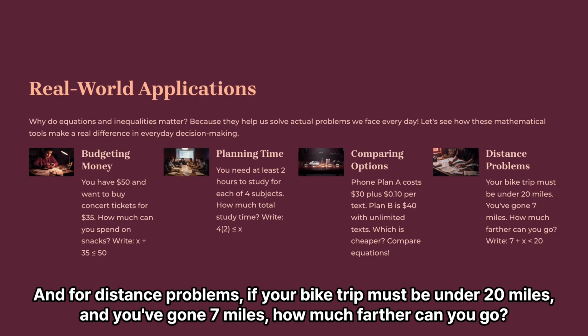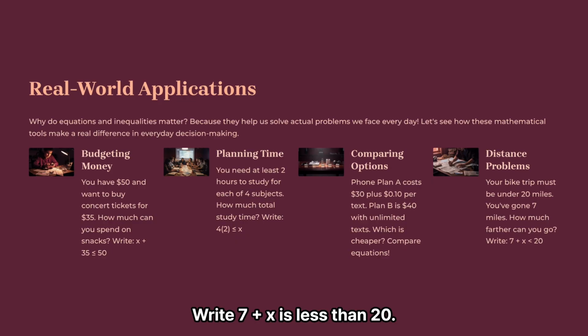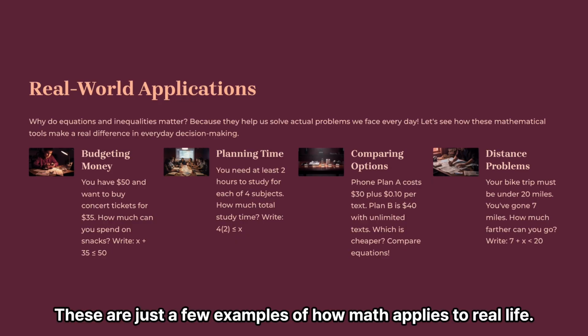And for distance problems, if your bike trip must be under 20 miles and you've gone 7 miles, how much farther can you go? Write 7 plus x is less than 20. These are just a few examples of how math applies to real life.